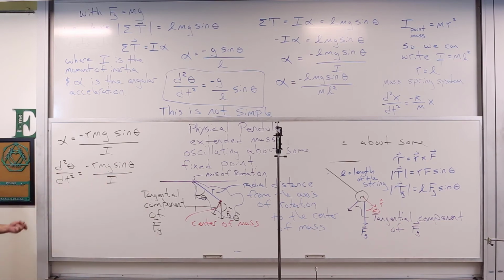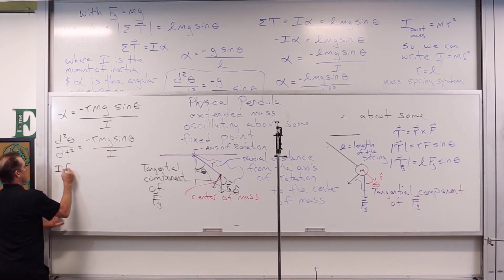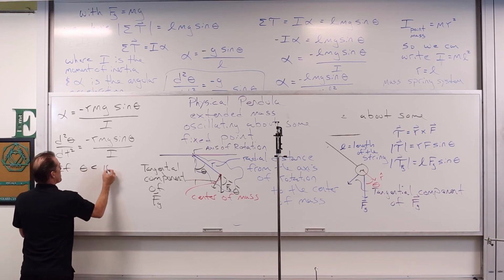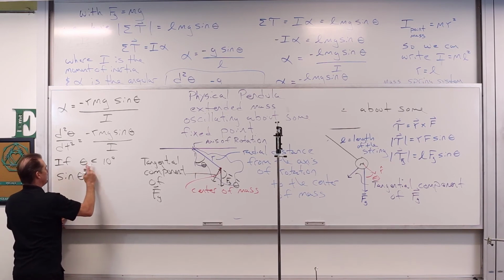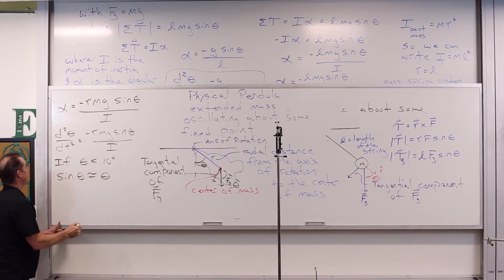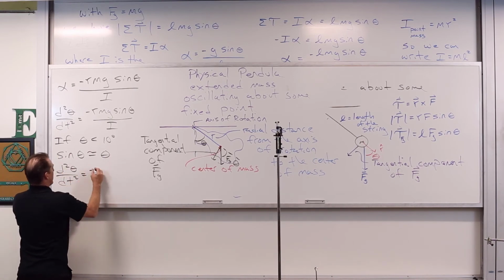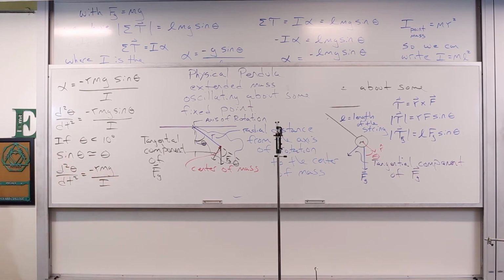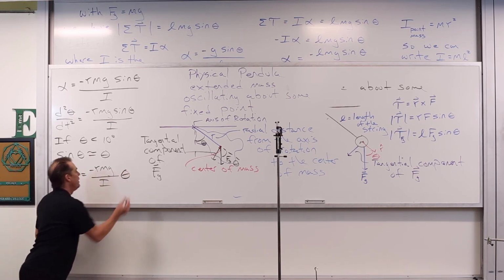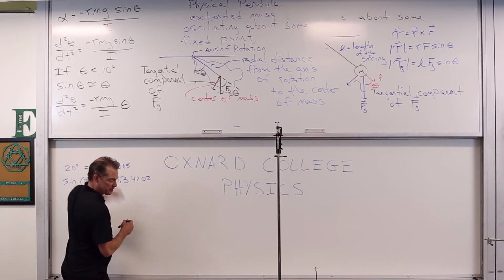I depends on the spatial distribution of the mass itself relative to the axis of rotation. If theta is less than 10 degrees, sine of theta is approximately theta. We can use that again, and then what do we get out of that? D squared theta dt squared is equal to negative RMG divided by I, the moment of inertia of the object. And with that, we could go ahead and figure out what is the period of the oscillations.